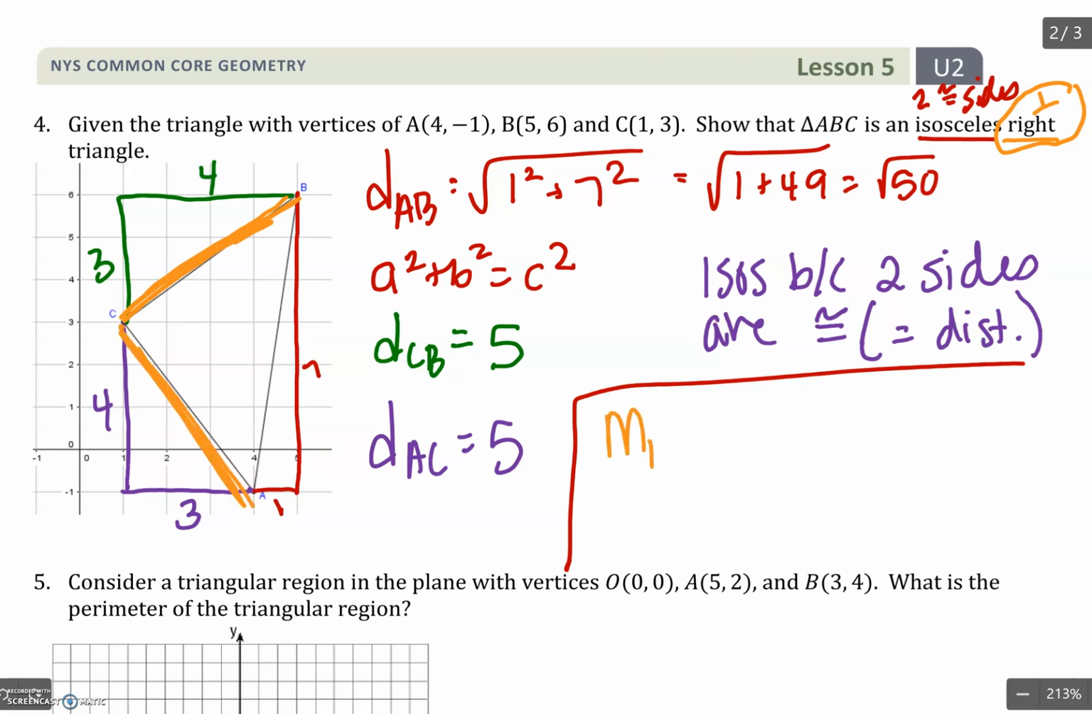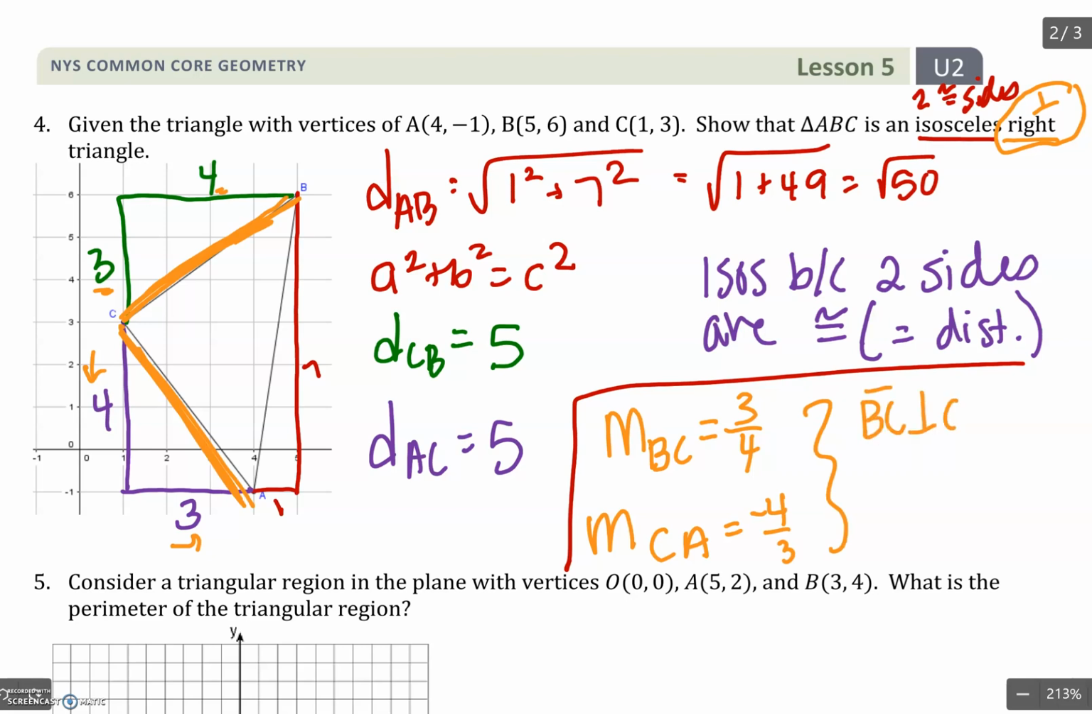So I can just show that the slope for BC, I just counted it before, is up 3 and right 4. So that's 3/4. And the slope for CA is down 4 and right 3. So that's negative 4/3. And then I know that these are perpendicular from my slope.